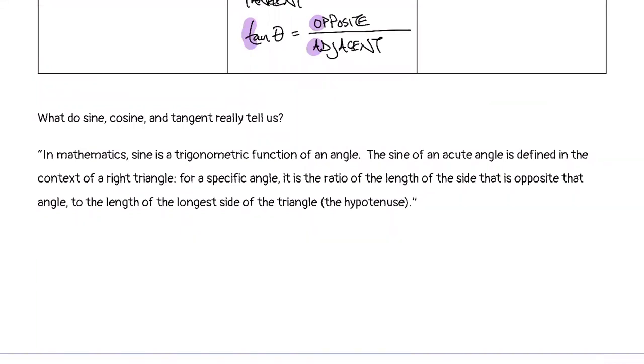In mathematics, sine is a trigonometric function of an angle. The sine of an acute angle is defined in the context of a right triangle. For a specific angle, it is the ratio of the length of the side that is opposite that angle to the length of the longest side of the triangle. And it's really this last phrase here that I'm interested in.